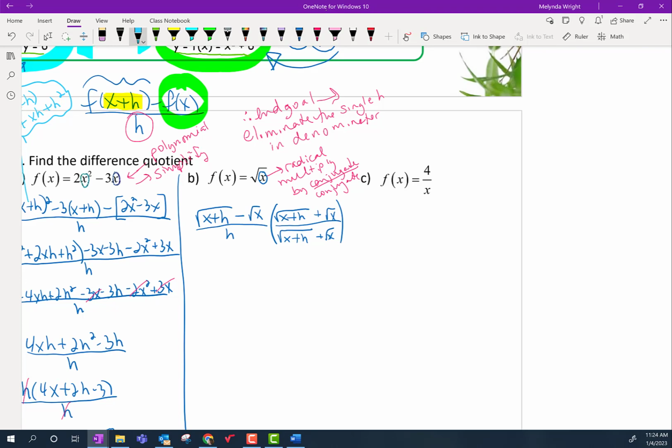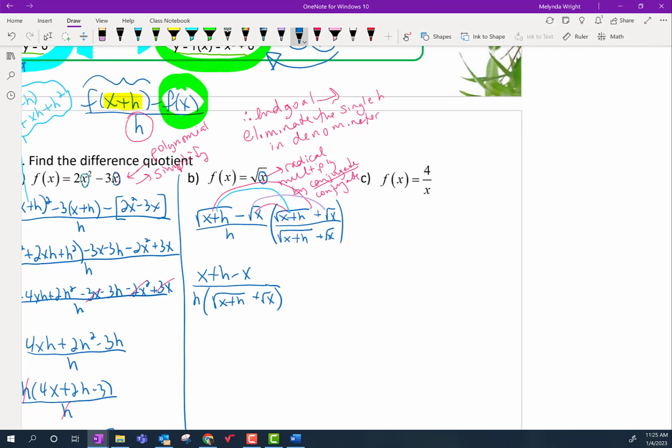So we're foiling. We do the first times the first, right? Square root of x plus h times the square root of x plus h is just x plus h. And if you recall the beauty of the conjugate, when we do the outside and the inside, they go away. So I'm not going to multiply the outside times the inside because they're just going to go away. And then we multiply the last times the last. The square root of x times the square root of x is just x. And then I've got h times the square root of x plus h plus the square root of x.